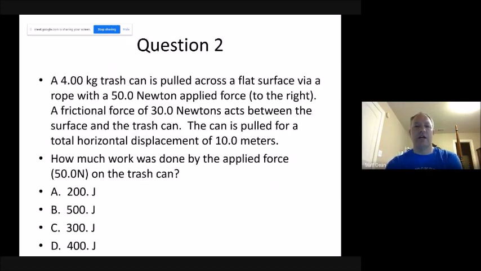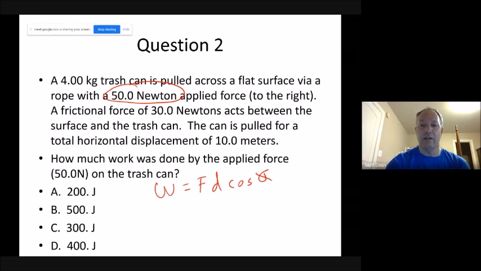Now let's look at another question related to that same prompt. So here we have a can. It's pulled across the surface. Same setup. We want to know how much work was done by the applied force. So just this force, the 50 Newton force. Now remember that our work is equal to FD cosine of theta.